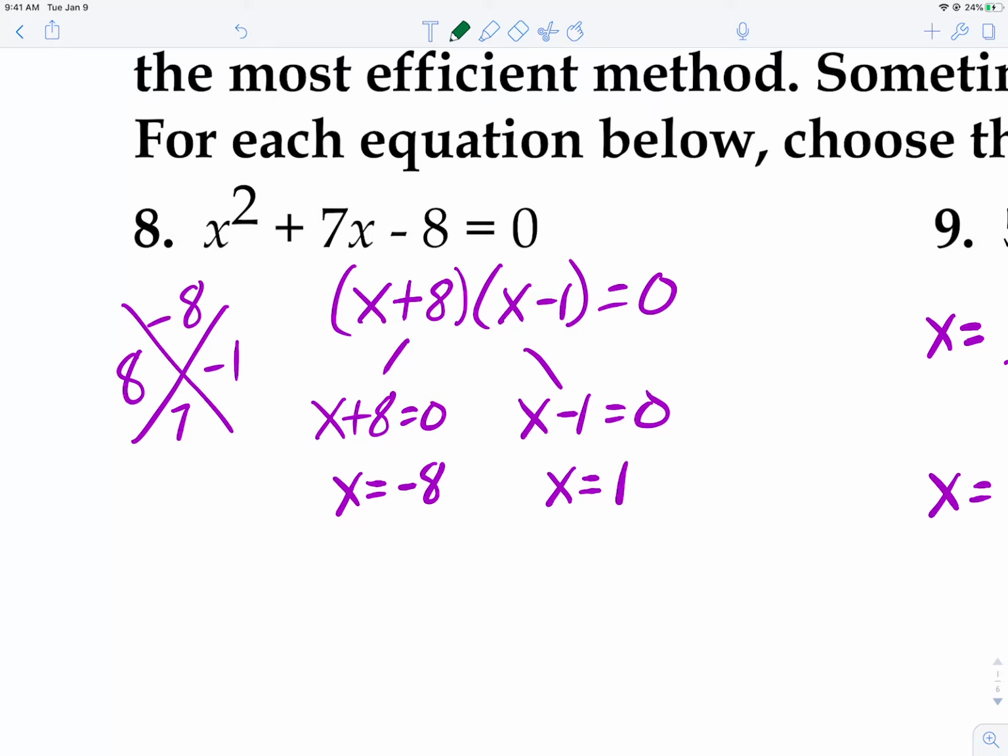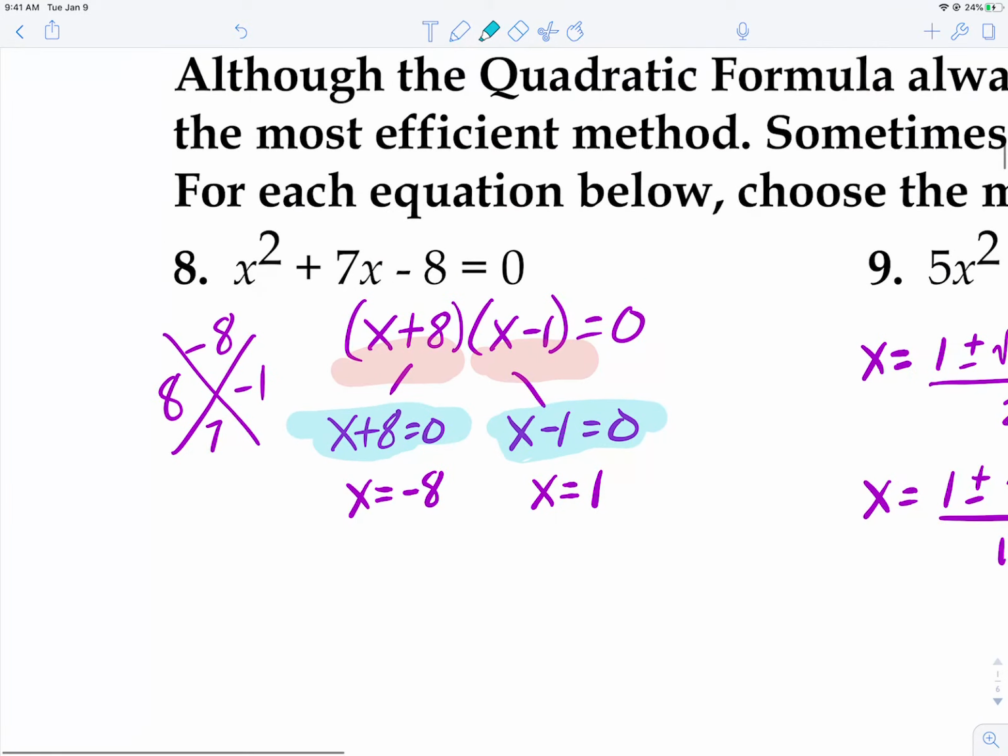The two numbers that multiply to -8 and add to 7 are 8 and -1. So you have x plus 8 times x minus 1. If you have two things that multiply to 0, one of them has to be a 0. So that's where you get your two equations. Either the x plus 8 is the 0 or the x minus 1 is the 0. So you end up with -8 and 1.